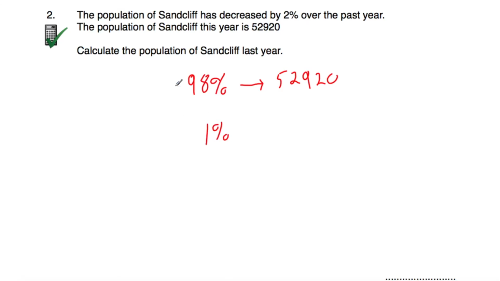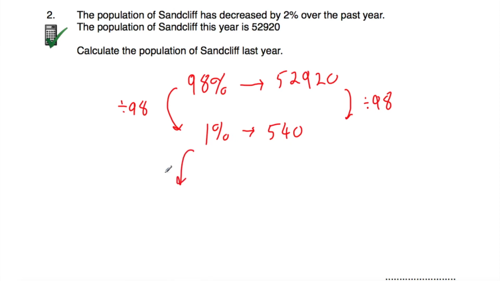So to get from 98% to 1%, we divide by 98. That means we also want to divide this by 98 as well. And if we do on our calculator, 52,920 divided by 98, that's equal to 540. So it means that 1% is 540.